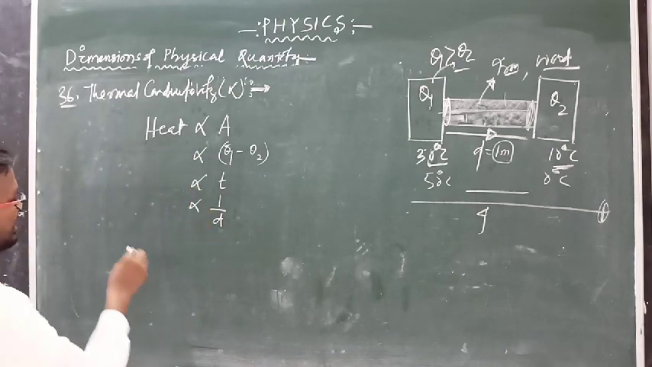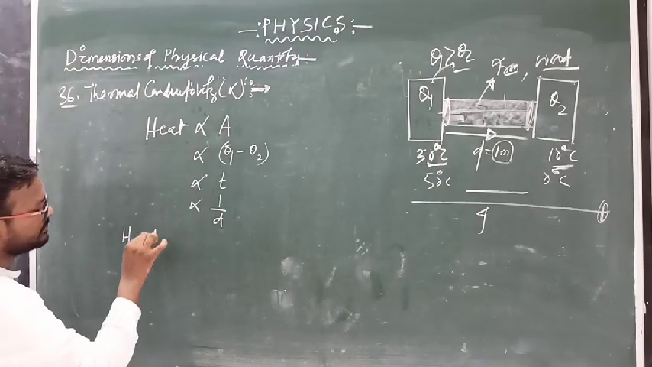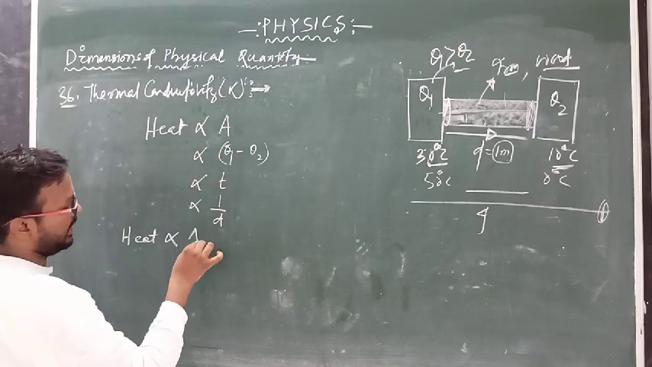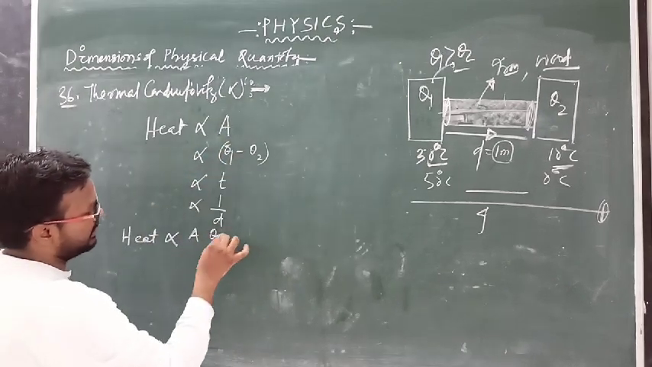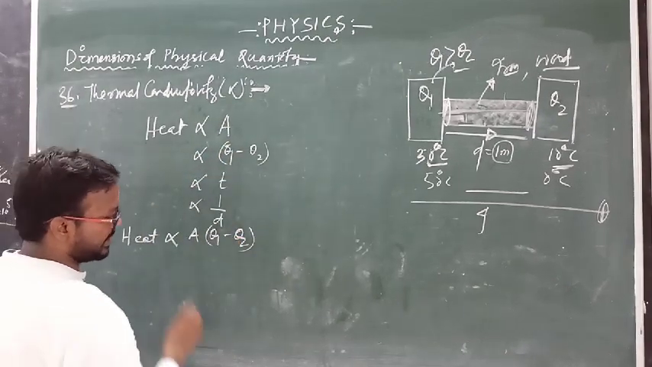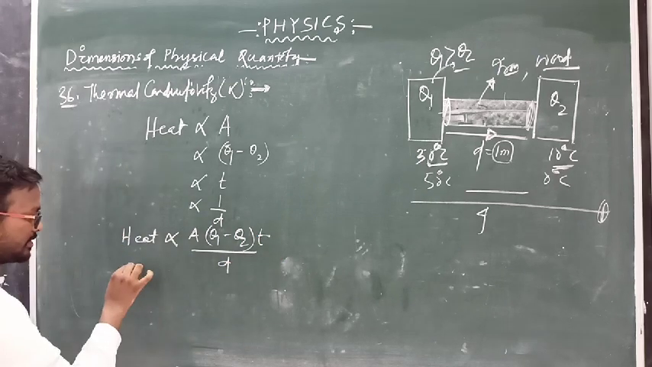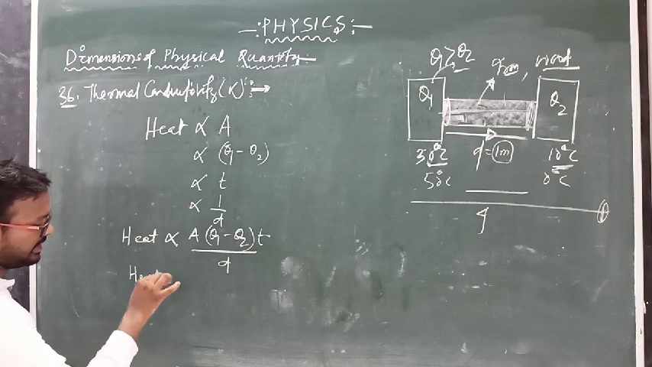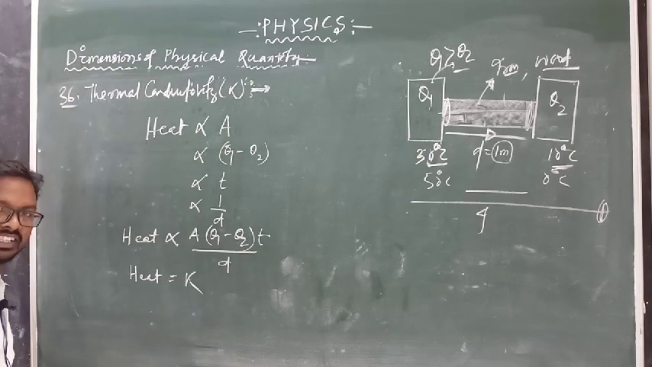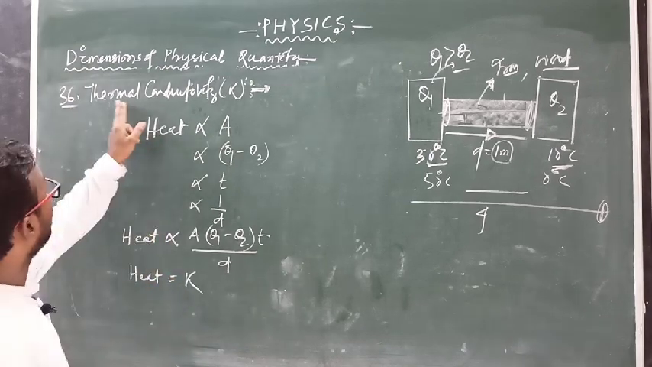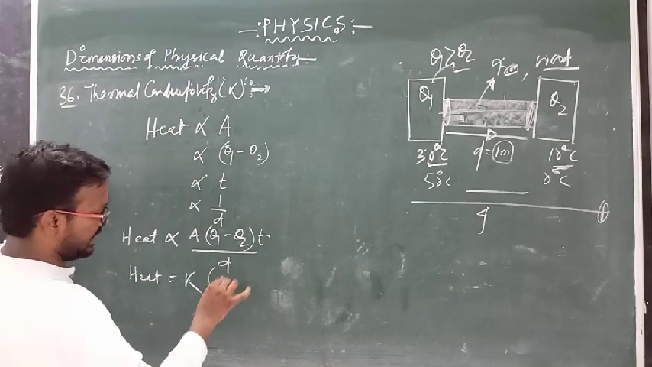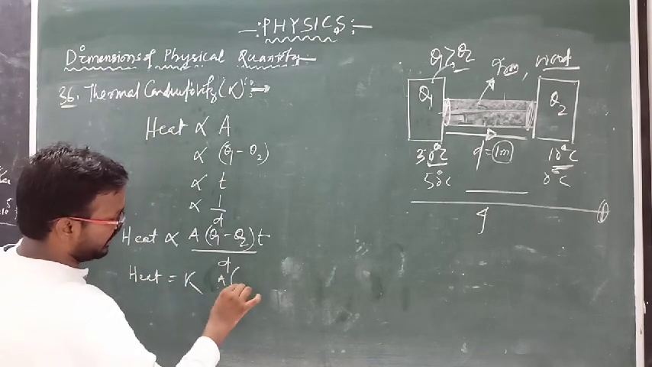If you combine all this relation, we can write heat is directly proportional to A, theta 1 minus theta 2, which means temperature difference, into time, divided by distance d, and this is the proportionality. We can write here heat equal to one proportionality constant, that is K. K could be called thermal conductivity.